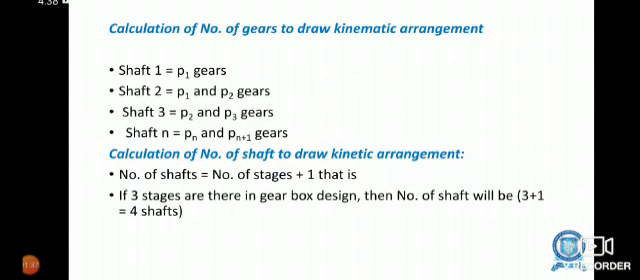Calculation of number of gears to draw kinematic arrangement. Shaft 1, P1 gears. Shaft 2, P1 and P2 gears. Shaft 3, P2 and P3 gears. Shaft n, Pn plus 1 gears. Calculation of number of shafts to draw kinematic arrangement. Number of shafts equals total number of stages plus 1. If 3 stages are there in a gearbox design, then the number of shafts will be 3 plus 1 equal to 4 shafts.